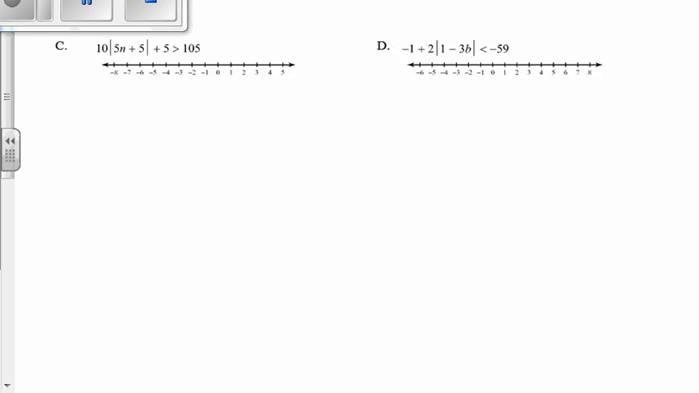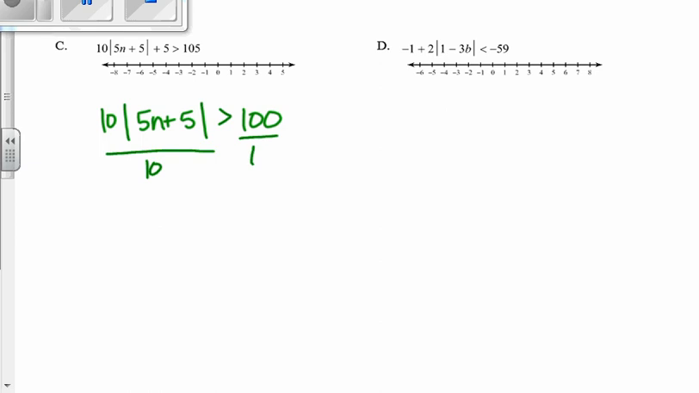On the back of your notes, we have a couple more examples. So on C, as I'm rewriting down here just so I have some more space to work, I'm going to go ahead and subtract that 5 over so I get 100 on this side. And then I'm going to divide by 10. So I get the absolute value is greater than 10.